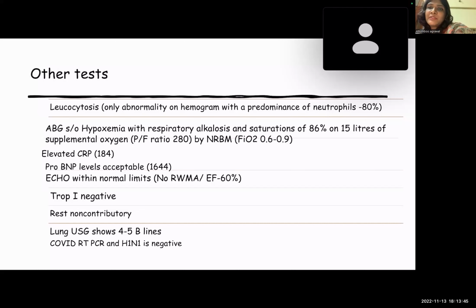Pro-BNP levels were acceptable. His troponins were negative. His echo was within normal limits. His lung USG showed 4 to 5 B lines, and the rest of the examination was non-contributory. His COVID RT-PCR and H1N1 were sent, which came out to be negative afterward.